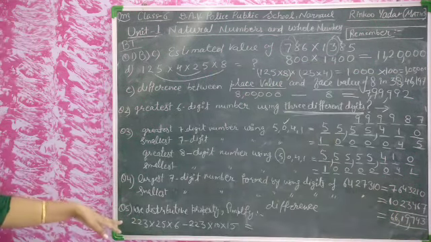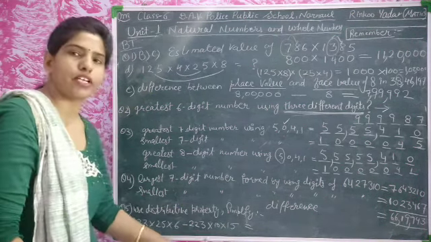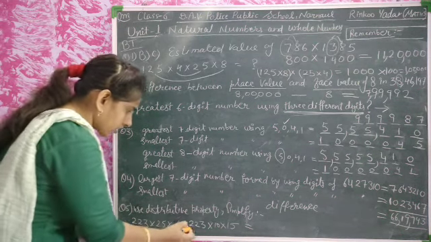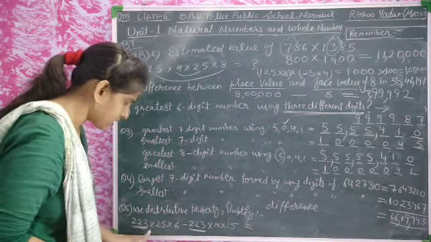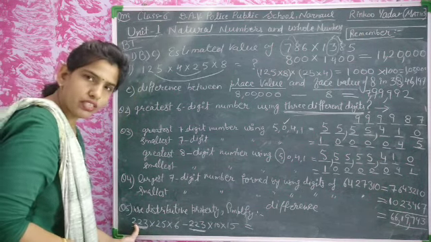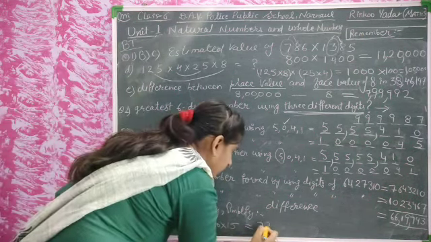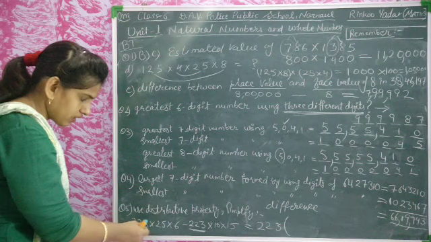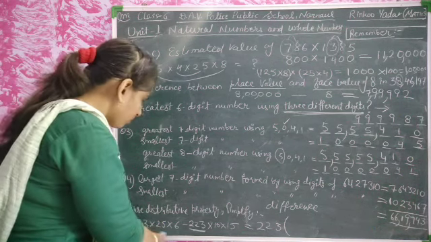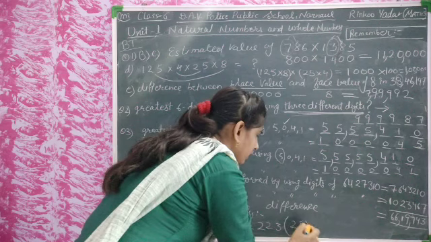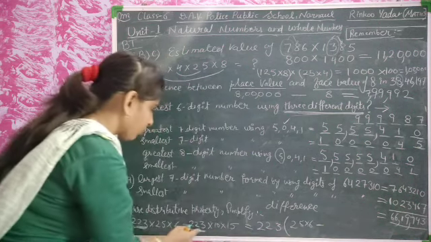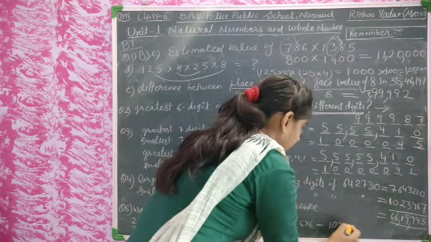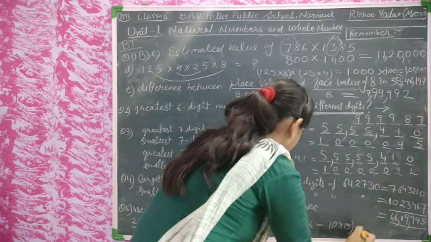Now we have to use the distributive property to simplify this question. You are seeing that the distributive property is being used. Some number is common here: 223 is common there. So what comes after taking 223 common? 25 into 6, and minus 223 common, then what comes here? 10 into 15, and this equals 223 times the bracket.